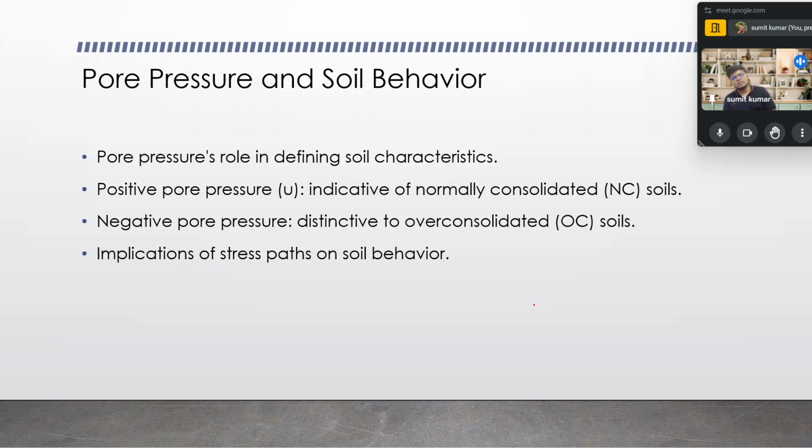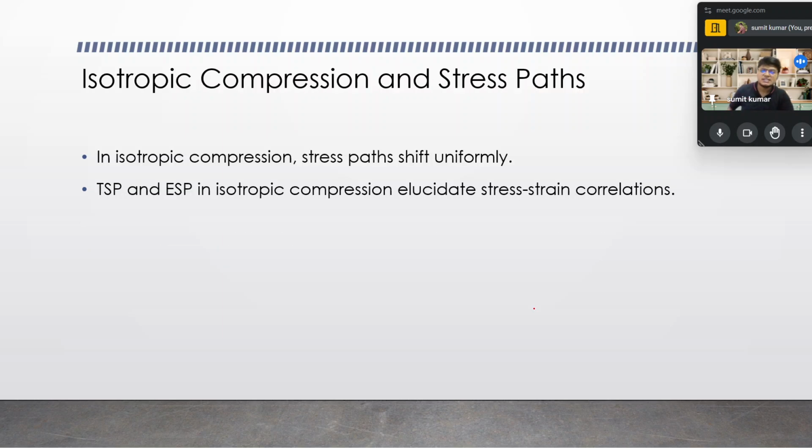Positive pore pressure indicates the normally consolidated soil, and negative pore pressure defines the over consolidated soil, because the stress at those sites in prehistoric time was applied more, but what is actually applied at the present time is represented as the negative pore pressure. And when we say the implications of the stress path on the soil behavior, it replicates in the isotropic compression stress path shaped uniformly. Total stress path and the effective stress path in the isotropic compression elucidate the stress strain correlation.